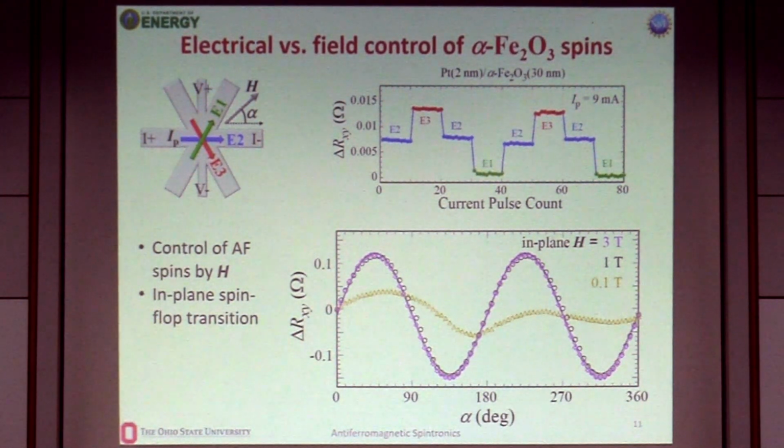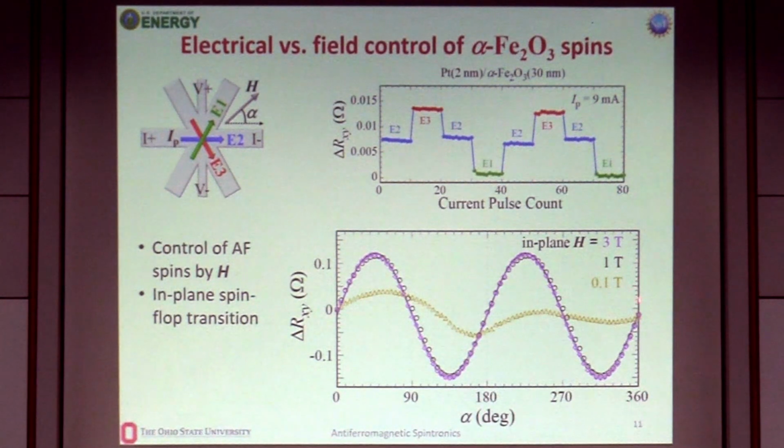To confirm what we believe it is, we did a field scan. We applied the field in the plane of the hexagon, and rotated it about 360 degrees. Iron oxide has a pretty strong out-of-plane anisotropy, but within the plane it doesn't take a large field to induce the spin flop transition. Spin flop transition is when you apply a large enough field, the antiferromagnetic spins like to align perpendicular to the field to minimize the energy. That's what we observe.